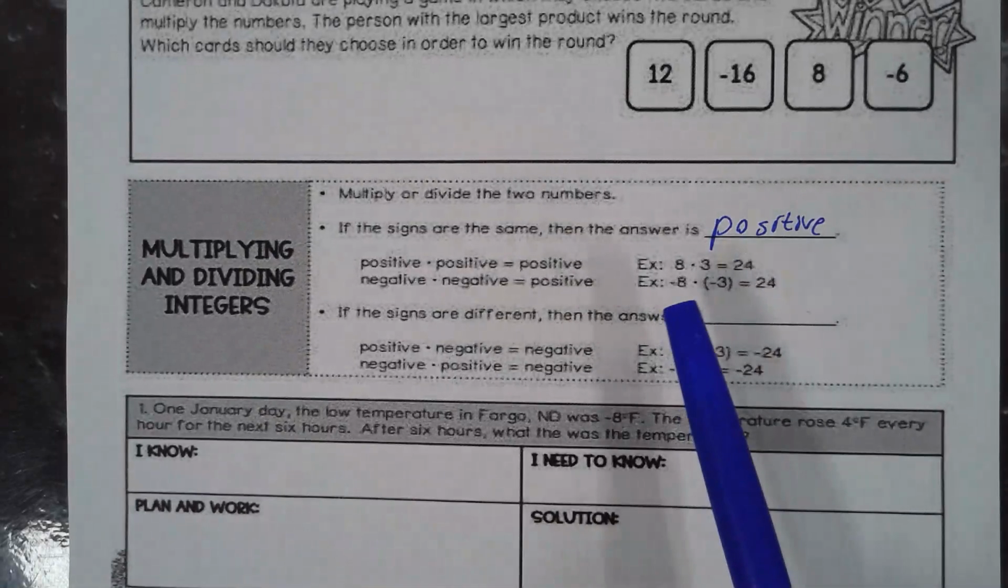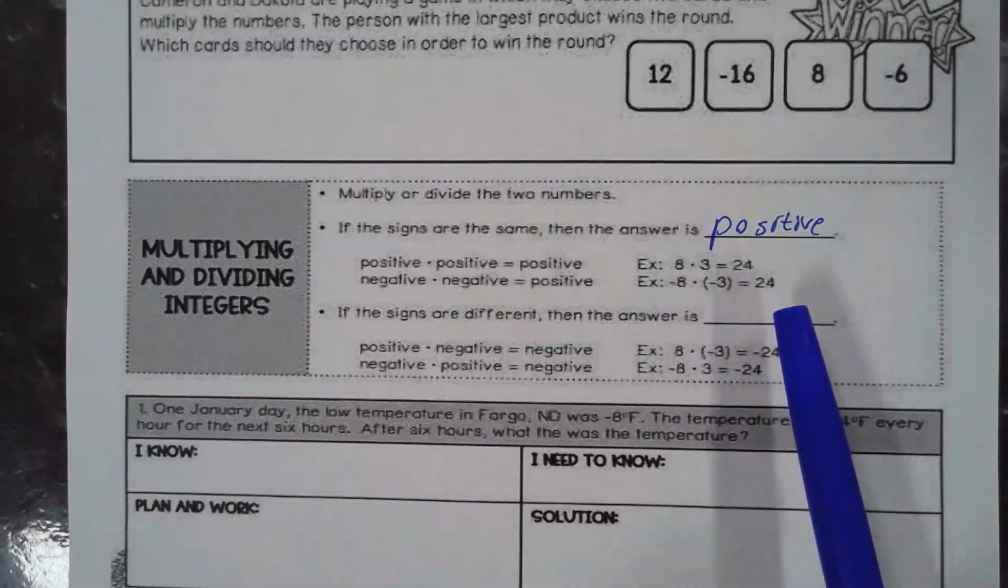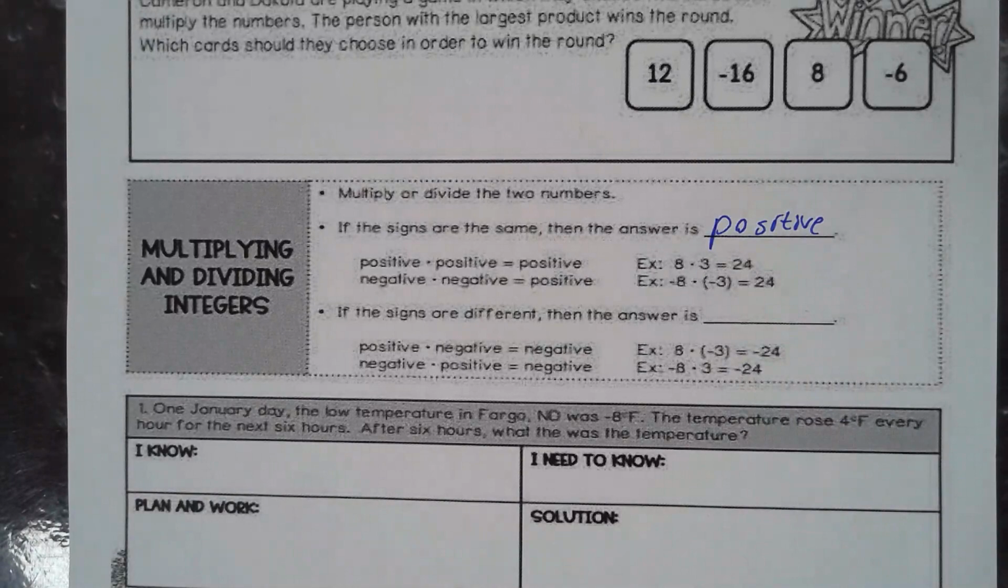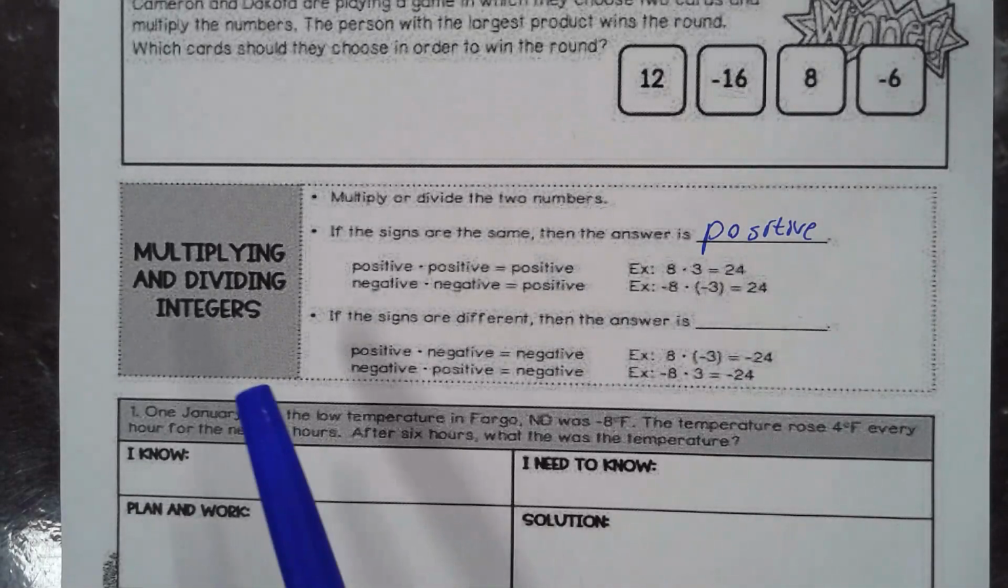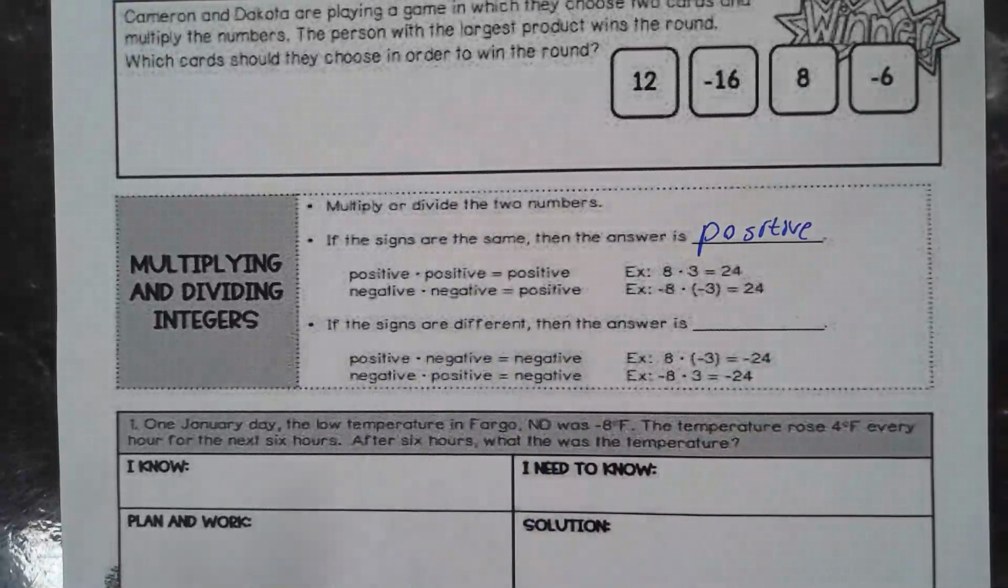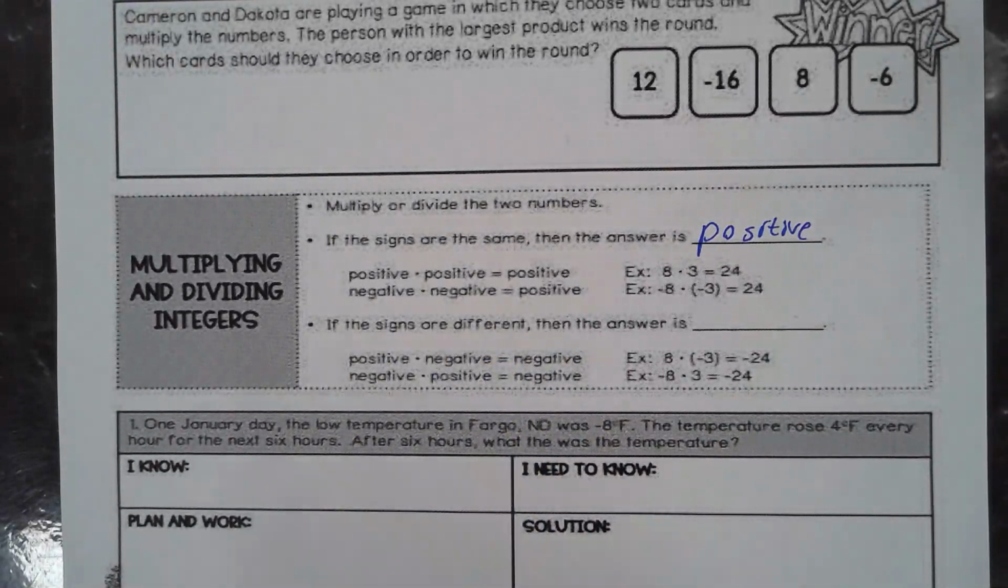If I have a negative 8 and a negative 3, that's also positive 24 because the signs are both negative. So if the signs are the same, no matter what 2 numbers are multiplying together, the result is a positive number. So the second rule is if the signs are different, then the answer is negative.